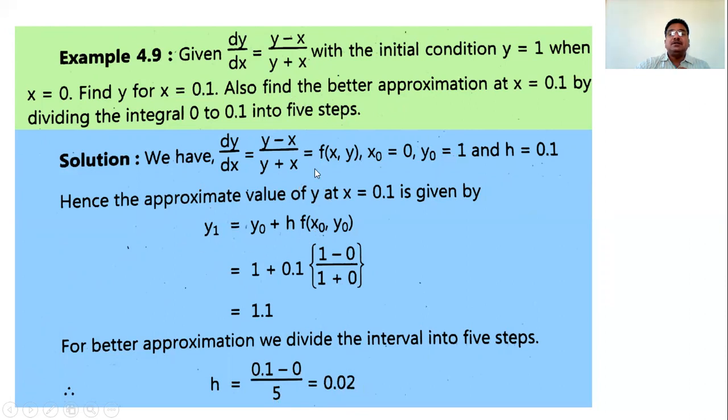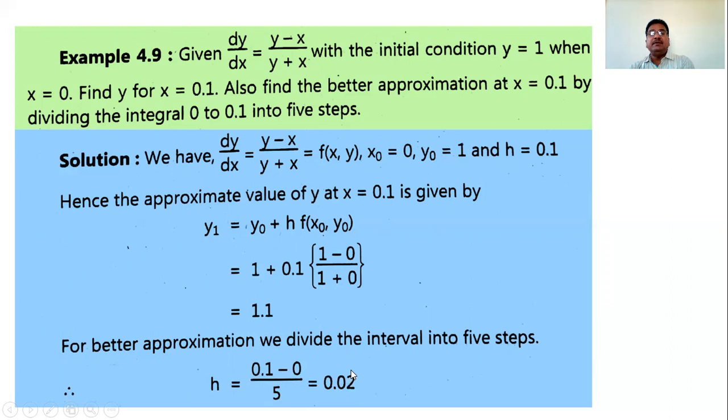So here is the answer one. This is the first method to solve this example, that is, without dividing. Now we divide the interval into 5 strips. If the instruction is 4 strips, then divide into 4 strips, or 2 strips. So what is the length of each interval? h is 0.1 minus 0 by 5, that is 0.02, because the value at 0 is given and we have to find the value at 0.1. So the interval is 0 to 0.1, where 0 is a and 0.1 is b, and b minus a divided by n gives 0.02 as the length of each interval.